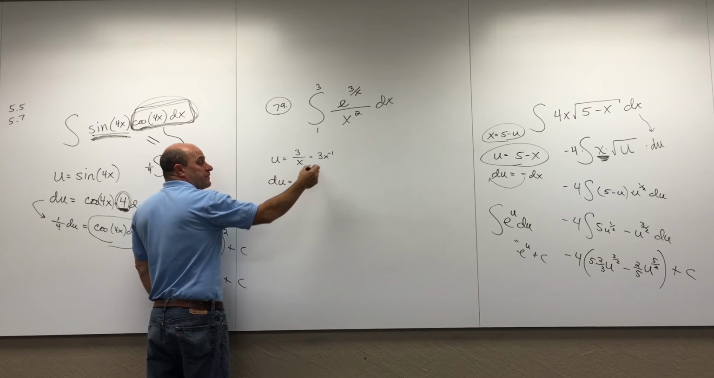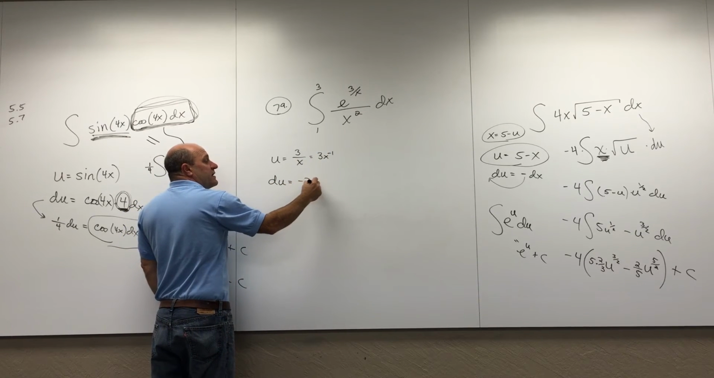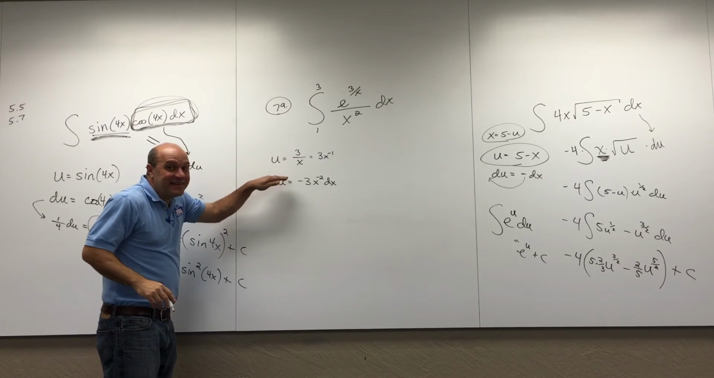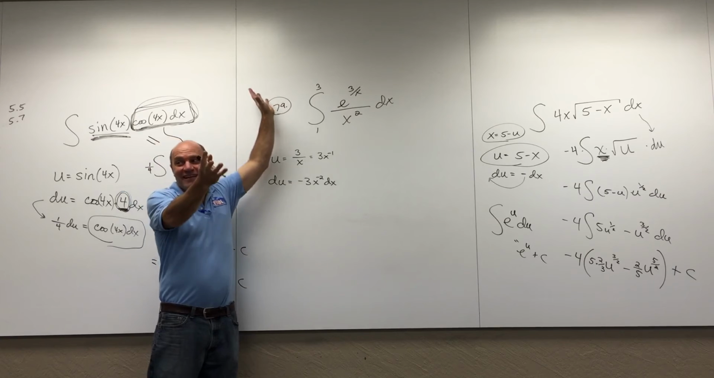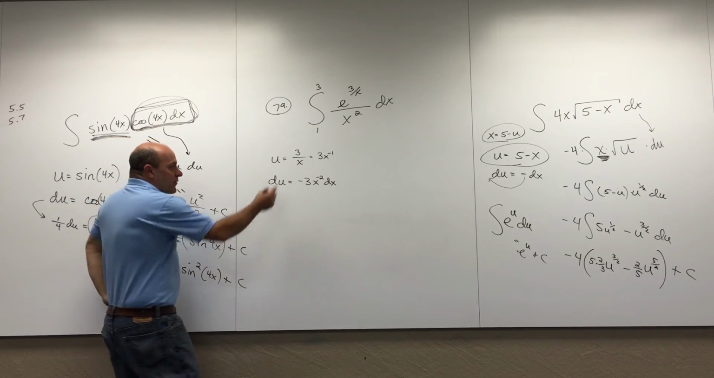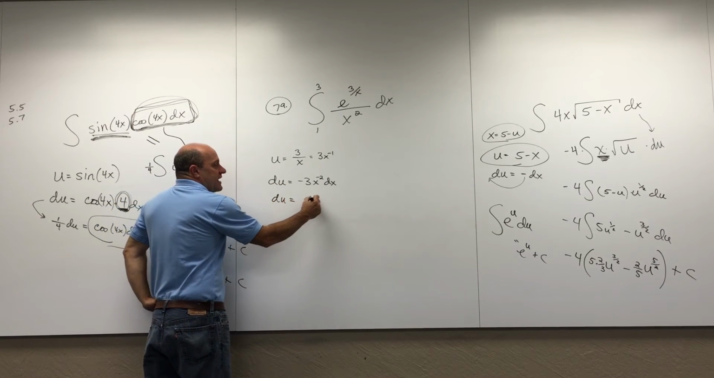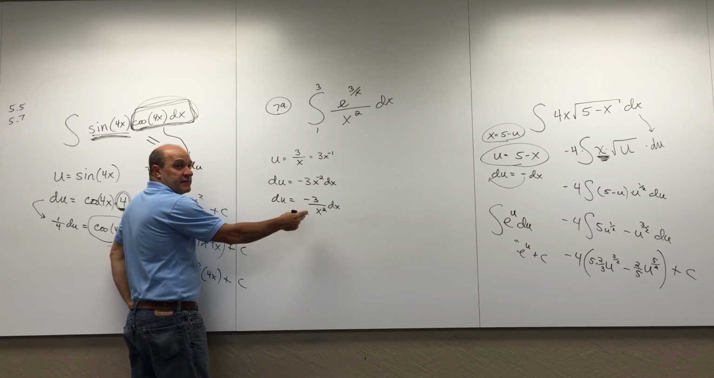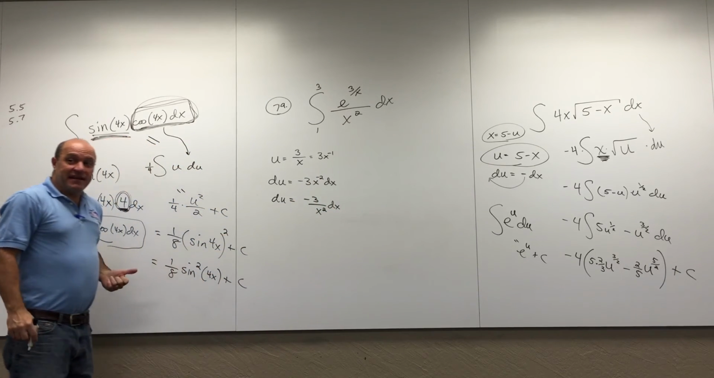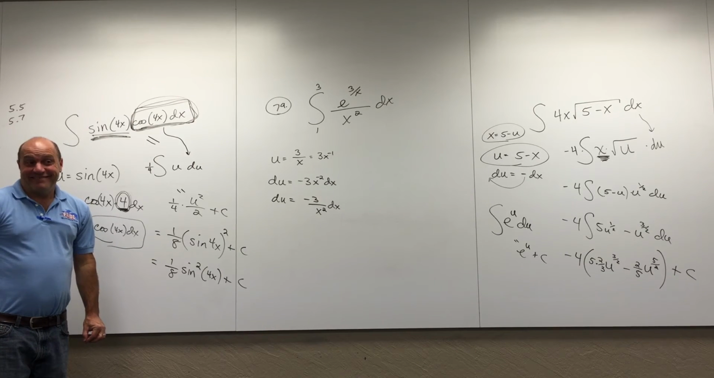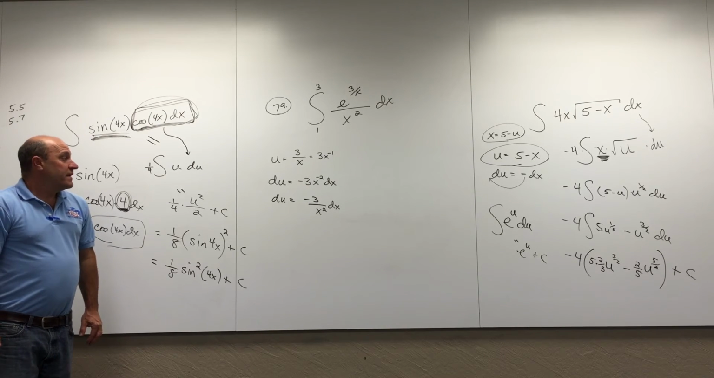du is negative 3 x to the negative 2. Keep in mind you're doing a little derivative here in the middle of doing an integral. I'm going to rewrite that as negative 3 over x squared dx. That's what it is. And then I can ask you this question: are you happy? Yeah, you are happy. Why are you happy?